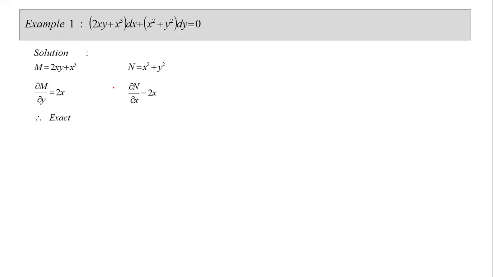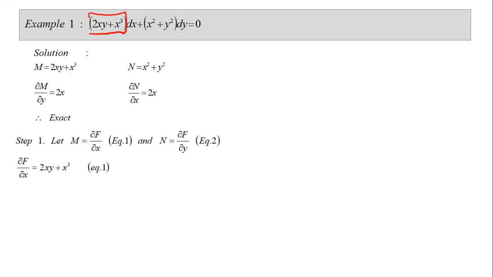So step 1, we let M be equal to the partial derivative of f with respect to x, and N the partial derivative of f with respect to y. So we shall have df/dx is 2xy plus x cubed, and let it be equation 1. And then the partial derivative of f with respect to y is x squared plus y squared, and let that be equation 2.